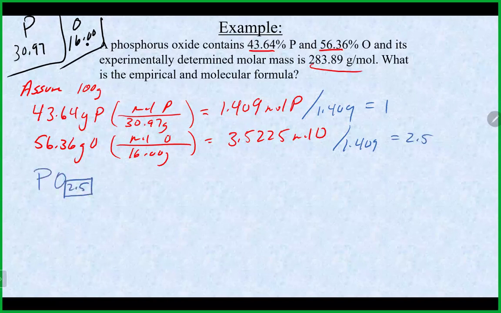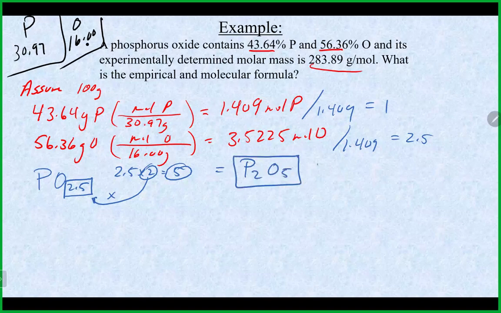Once again, we cannot have that sort of decimal there. So again, if you take 2.5 and multiply it by 2, that's going to give you 5. So that is the factor by which we want to multiply everybody. And that would give us an empirical formula of P2O5. Any questions up to that point?